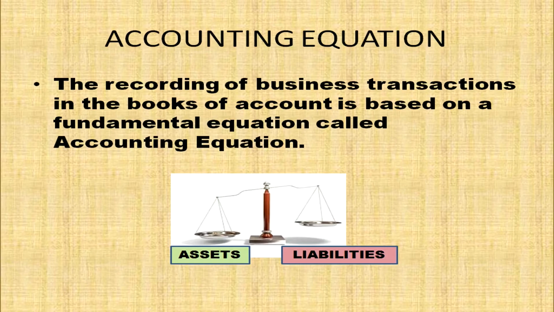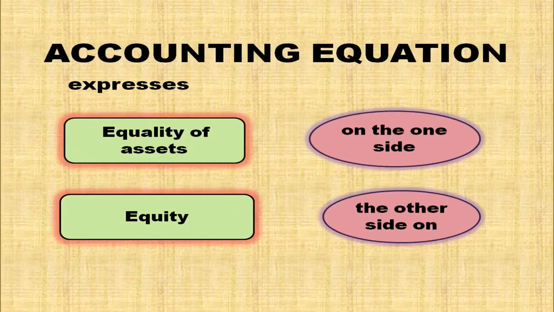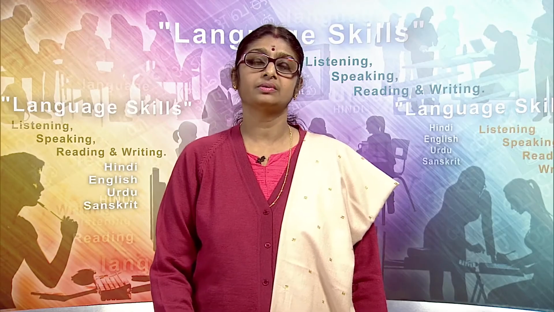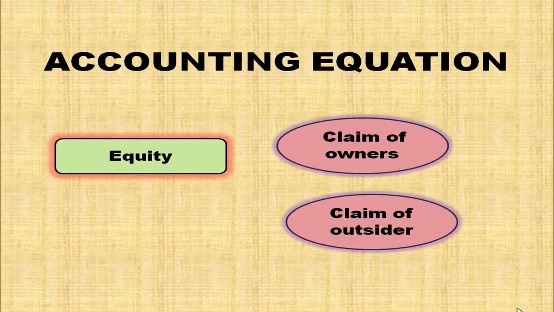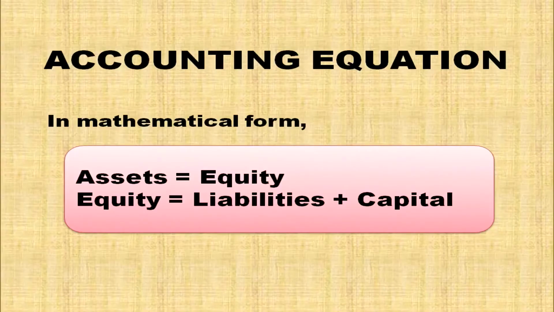called accounting equation. And accounting equation expresses equality of assets on one side and equity on the other side. Accounting equation expresses equity, no? So, it can be the claim of owners or claim of outsiders. In mathematical form, accounting equation can be expressed as assets equals equity. Equity equals liabilities plus capital.